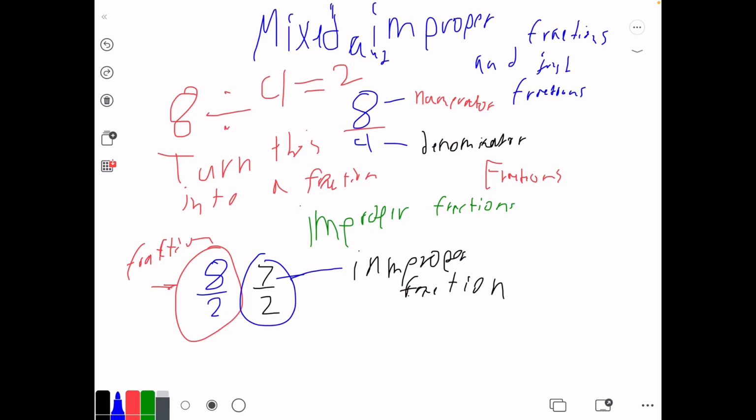Like another one, let's say, this would be 49 over 10. Now that would be an improper fraction.